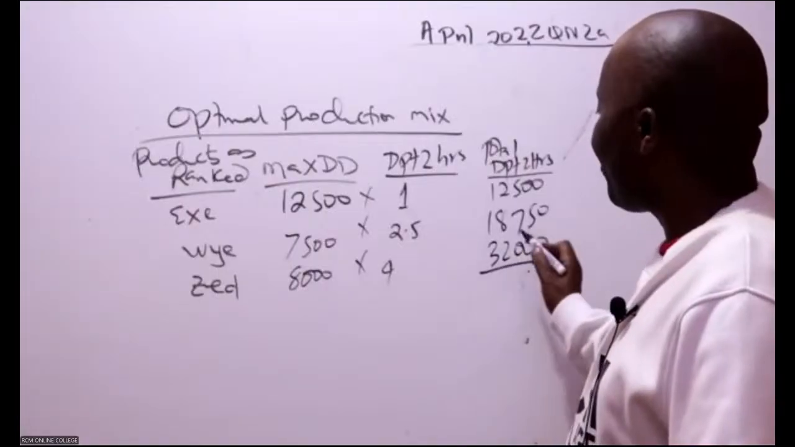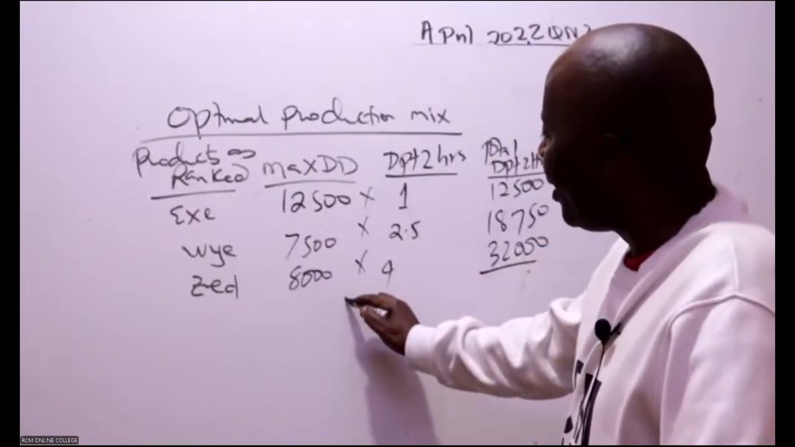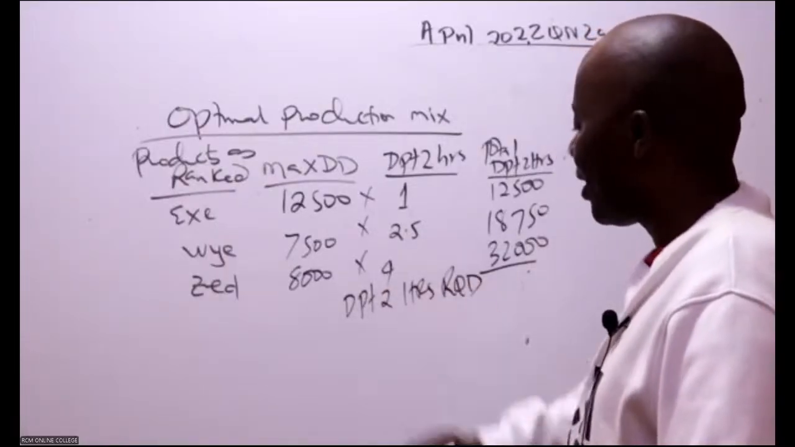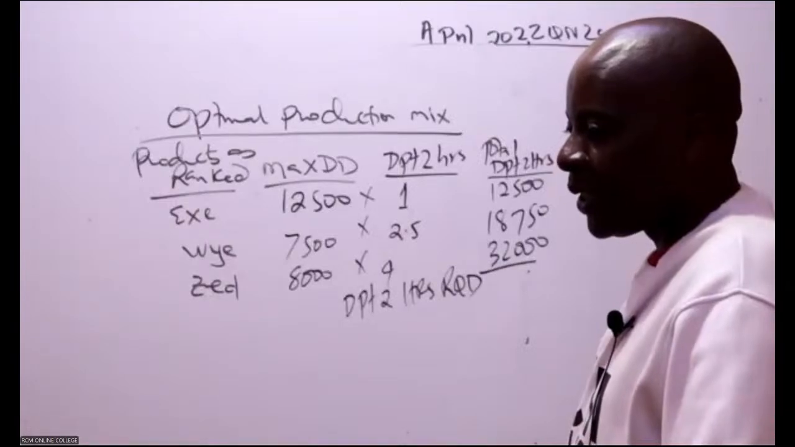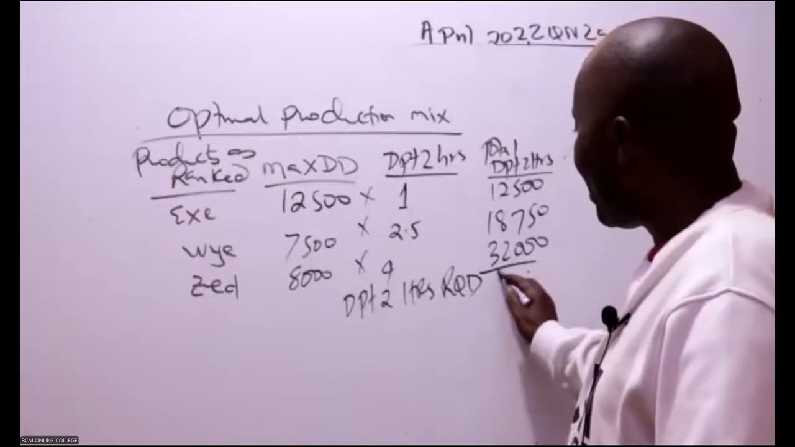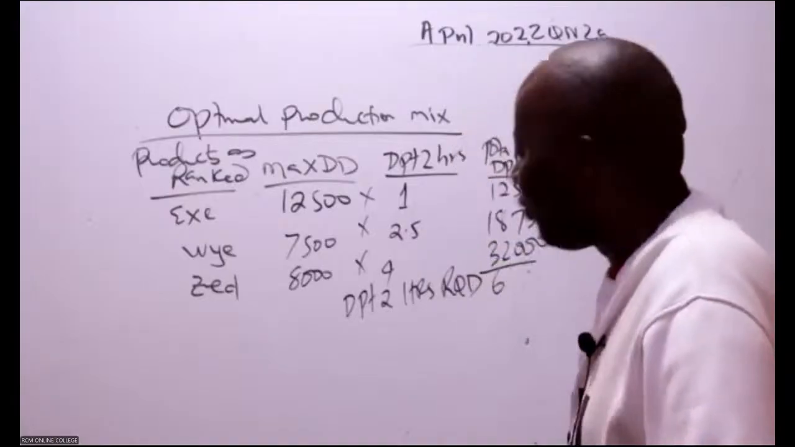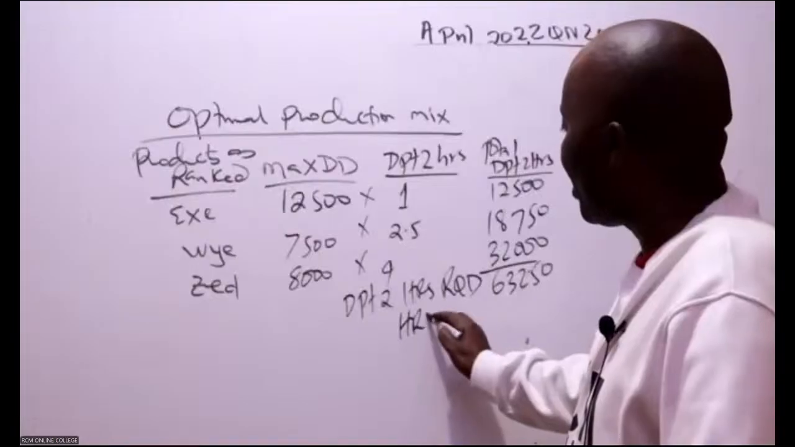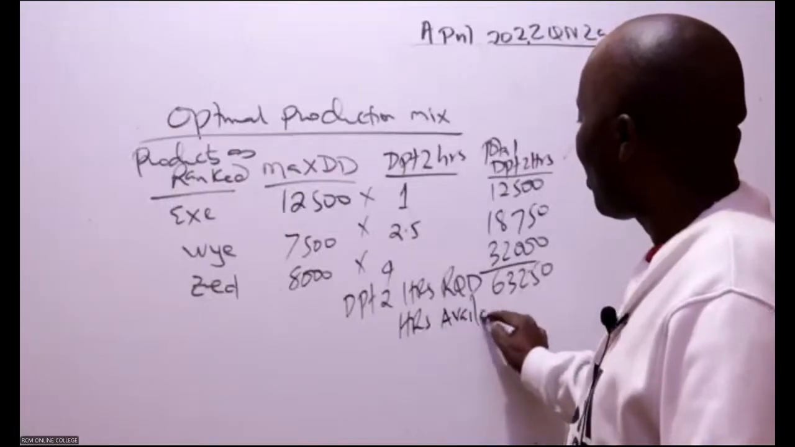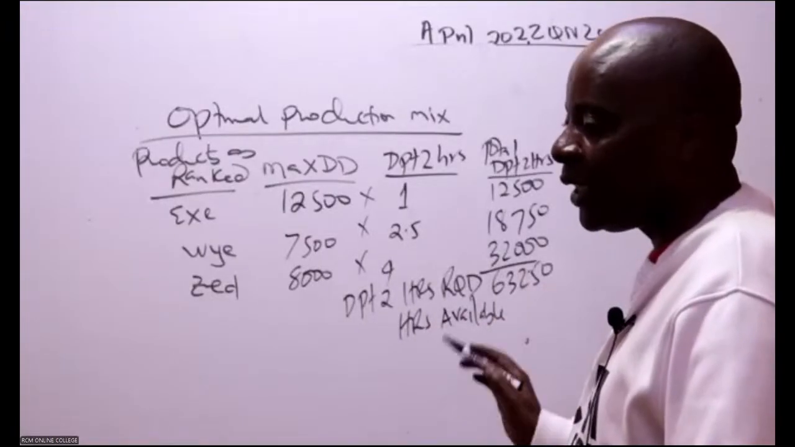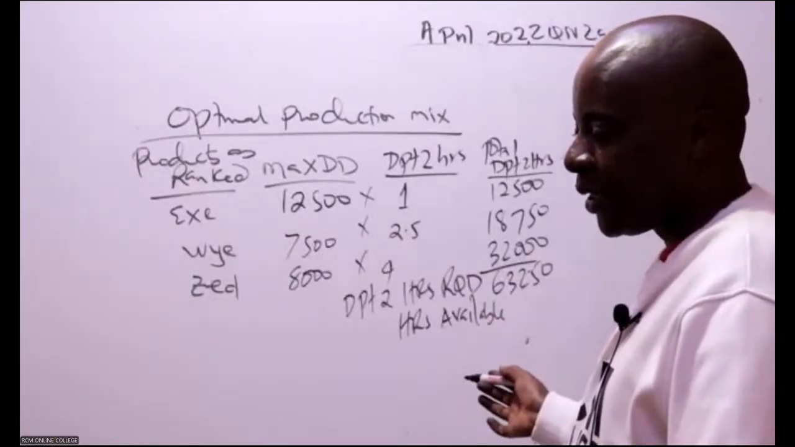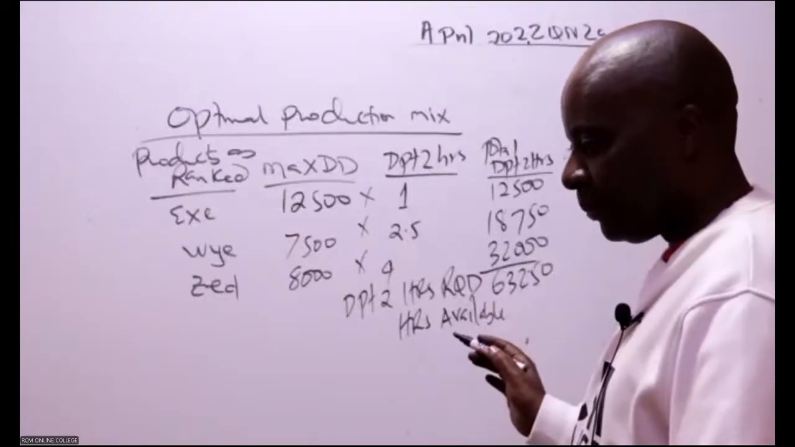Which will end up giving us how many Department 2 hours required? Hours available: I'm being told there are 63,250 hours in this case here, available. You have already given me a figure, nothing changes. Hours available, nothing is changing there. The current hours, 46,500.